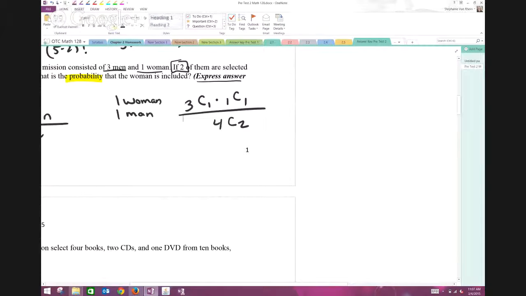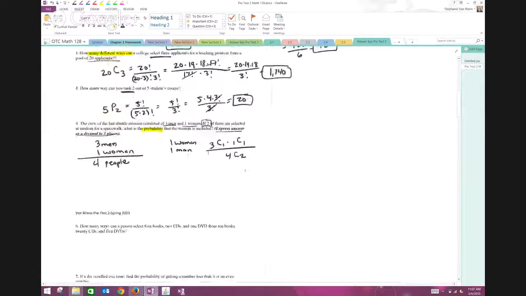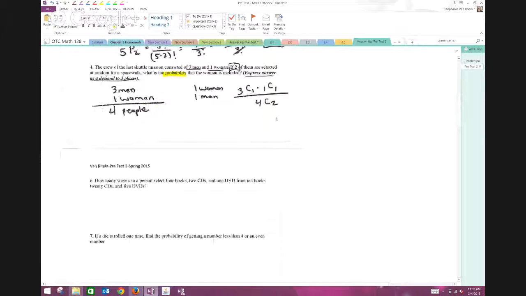So you can see here, I'm not necessarily testing, I'm testing a combination of things. This is the number of ways to pick 1 man. This is the number of ways to pick 1 woman. And then I get 3 times 1 over 6, which would be 3 over 6, which is 1/2.